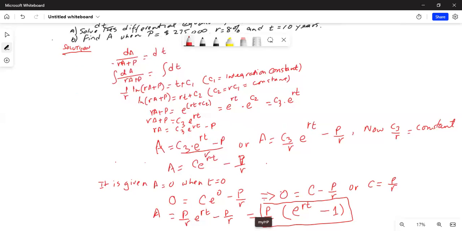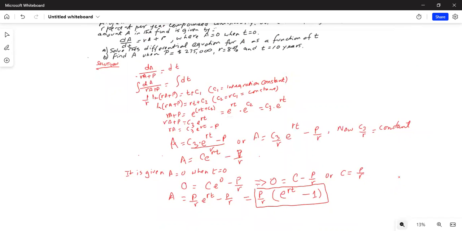Now we have to focus on part B. So that was part A. Now part B, we have been given P is equal to 275,000. R is equal to 8%. We always convert that to a decimal, 0.08, and t is equal to 10 years.